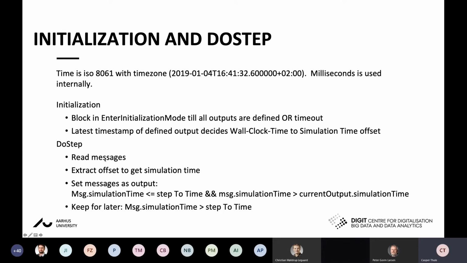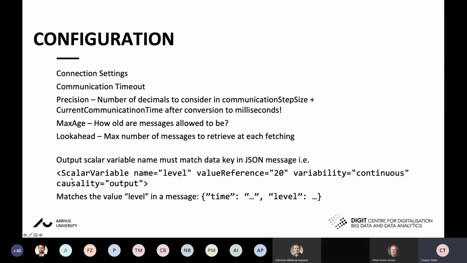In do step, we read the messages and extract the offset to get the simulation time; this was the offset that was calculated in initialization. Then we set a message as a given output if it's less than the stepping time, but newer than the current output. Or we can keep it for later if it's a future value.